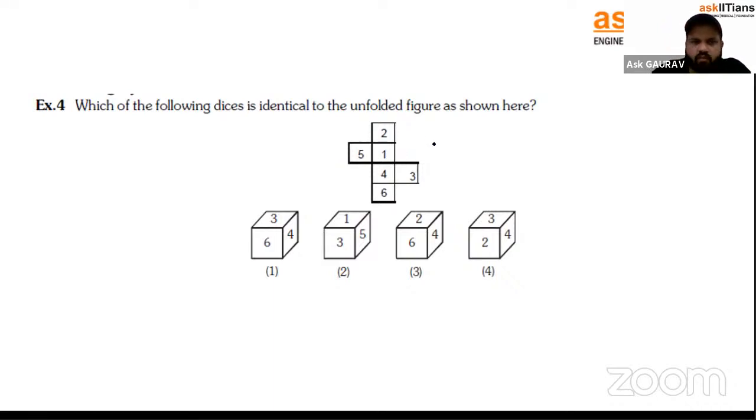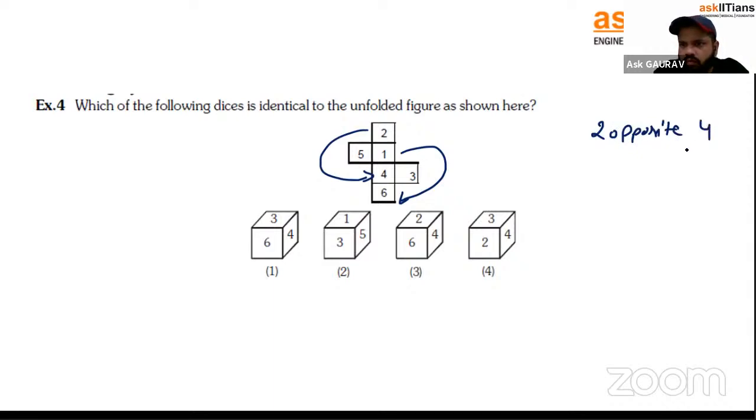See now, what information can we get from this unfolded one? 2 will be opposite to 4, 1 will be opposite to 6, and 5 will be opposite to 3. 2 is opposite to 4. 1 is opposite to 6. 5 is opposite to 3.